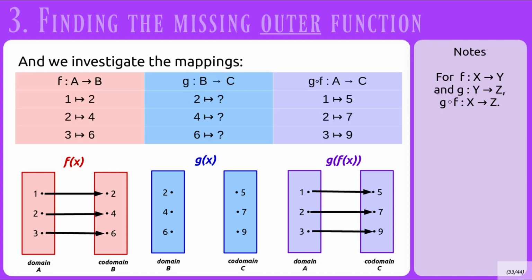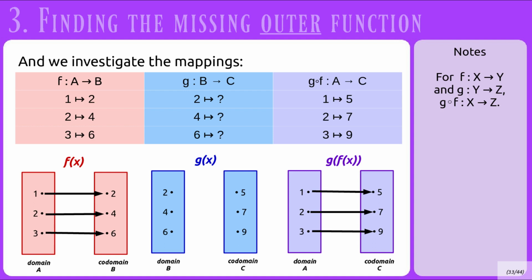And we can write out each of the mappings to figure out where b is. So in f, 1 maps to 2. In g, we don't know where 2 maps to. And in g of f, 1 maps to 5. So this tells us that 2 must also map to 5.